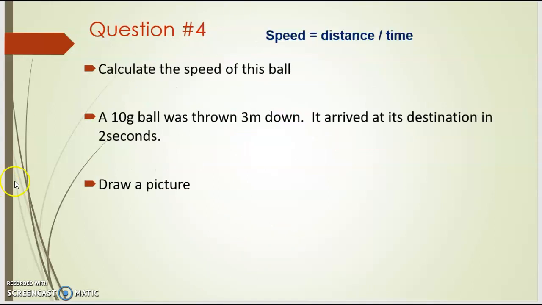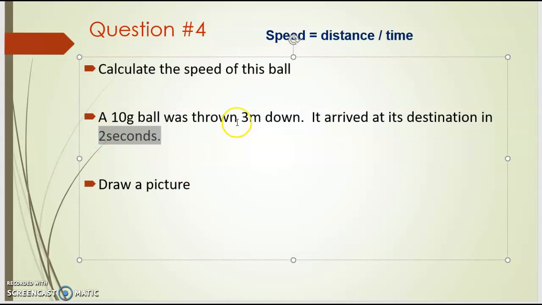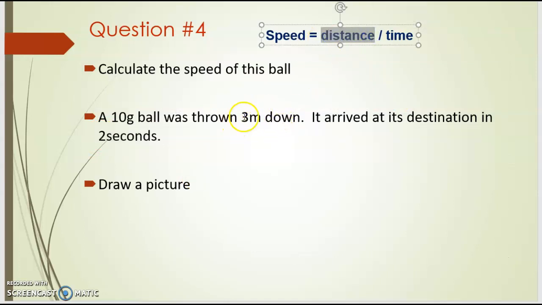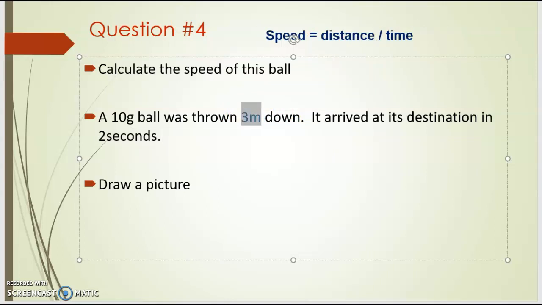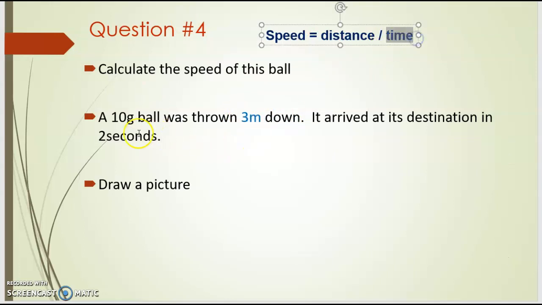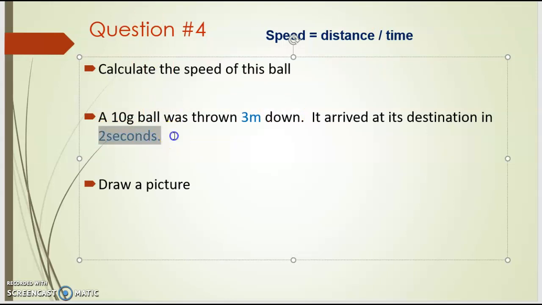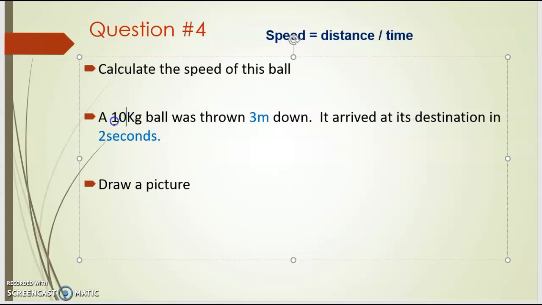All right, so now I'm going to go to the next question, okay? And it says speed is equal to distance divided by time. Calculate the speed of this ball. A 10-gram ball is thrown 3 meters down, and it arrived at its destination in 2 seconds. Okay? I need distance. 3 meters is a distance. I need time. 2 seconds is a time. I don't need that mass. Again, we're going to make it a kilogram just for units, but we don't need that mass.